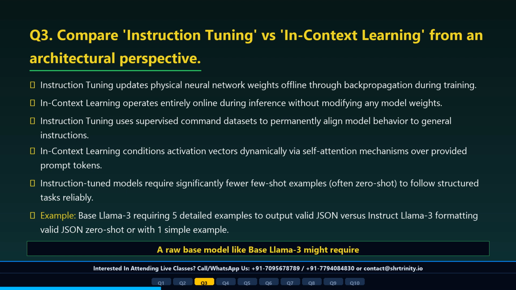A raw base model like Base Llama 3 might require 5 or more detailed few-shot examples in every prompt to understand the expected formatting structure. However, an instruction-tuned model like Instruct Llama 3 can achieve perfectly formatted JSON output 0-shot or with just a single example, because its physical weights were pre-aligned during instruction tuning. In short, remember that instruction tuning optimizes physical parameters offline, while in-context learning leverages working memory activations online.